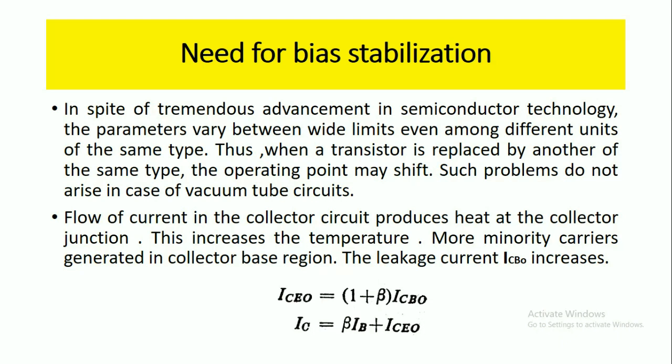So flow of current in the collector circuit produces the heat at the collector junction. This heat will increase the temperature at the collector junction. So when the temperature increases, more minority carriers will be generated at the collector base region, so that the leakage current will increase. That leakage current is given as ICB0. So from this we can write the collector to emitter leakage current ICE0 equal to 1 plus beta into ICB0, and at the same time the collector current IC is given as beta IB plus ICE0. So generally this process we can call a thermal runaway.